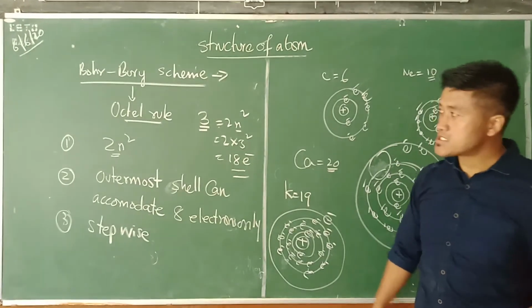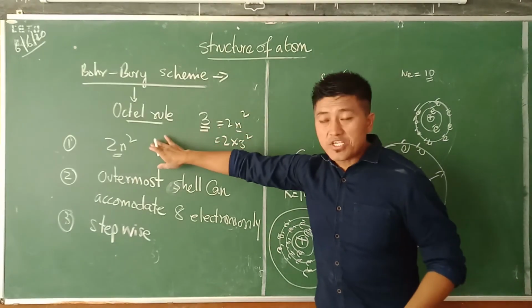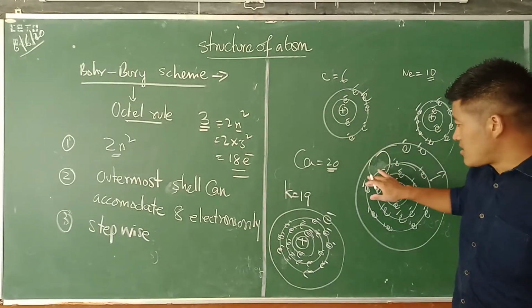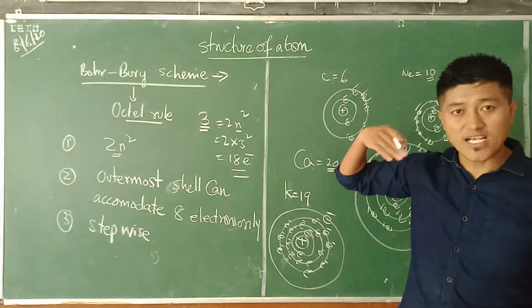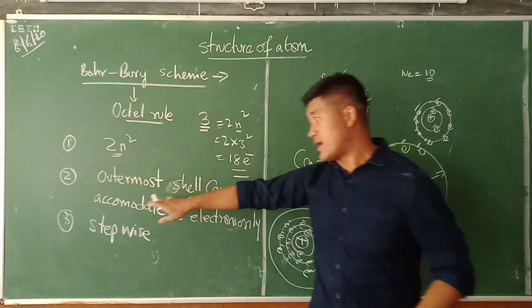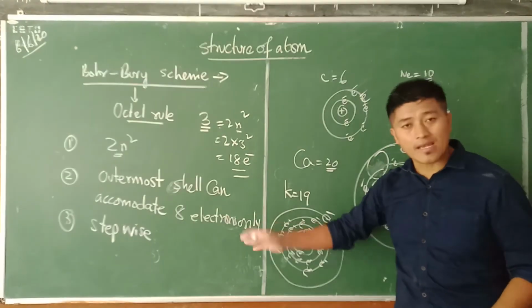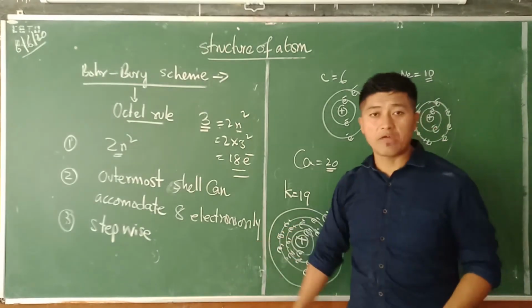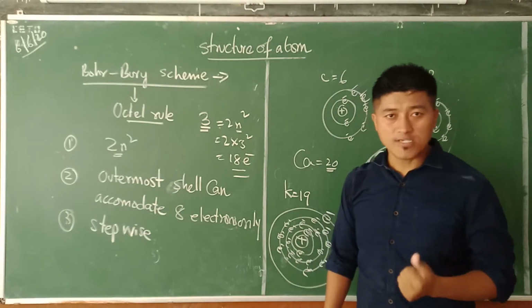Is that clear? So this is the Bohr-Bury scheme, which concluded that each energy level or each shell has the possibility of accommodating electrons. These electrons have to be filled on the rule of 2n square. And the second one is that the outermost shell can accommodate only 8 electrons. And the third one is that whenever you are filling electrons, you have to fill in order or in a stepwise manner.